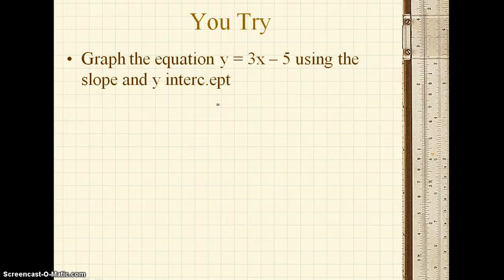Alright, so here's the u-tribe. So you're going to graph y is equal to 3x minus 5, again using the slope and the y-intercept. Make sure you show all of the work, all of the steps. You need to state the slope, state the y-intercept, label everything on the graph itself, and then make sure you connect those dots.